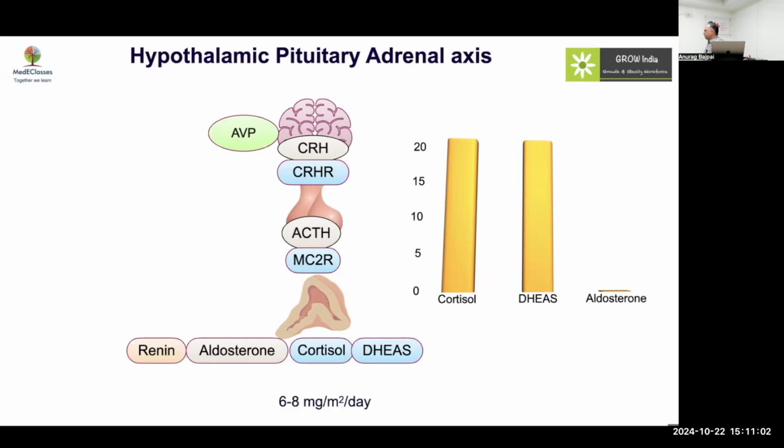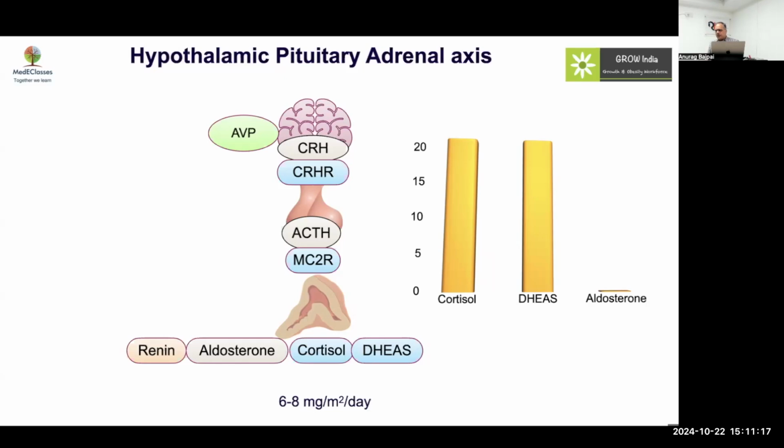Now, usually the endogenous cortisol production is 6 to 8 milligram per meter square per day, but because of absorption issues, we tend to use 10 to 12 milligram per meter square per day. And this gives you a guide about how much dose you should replace.